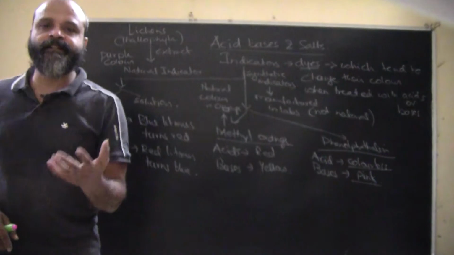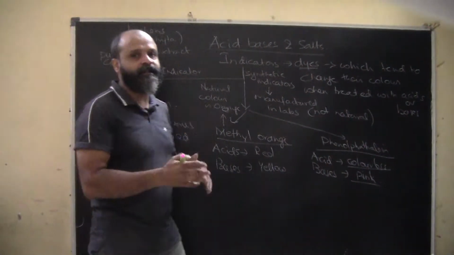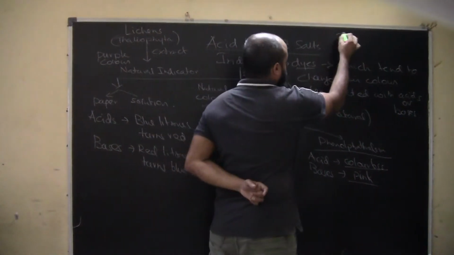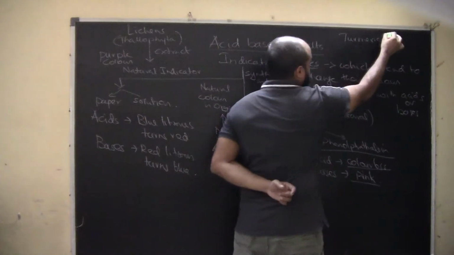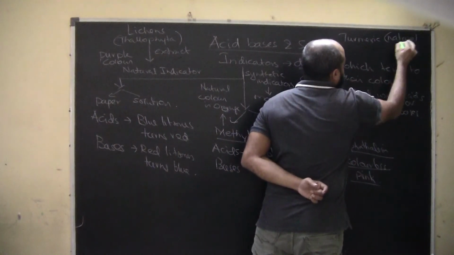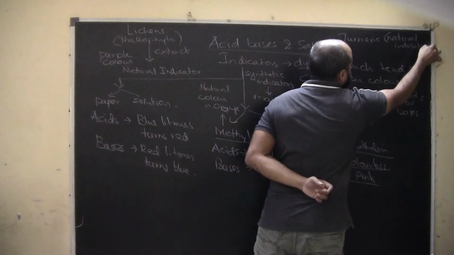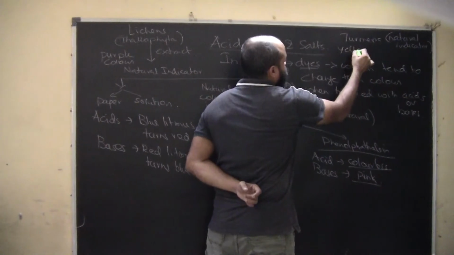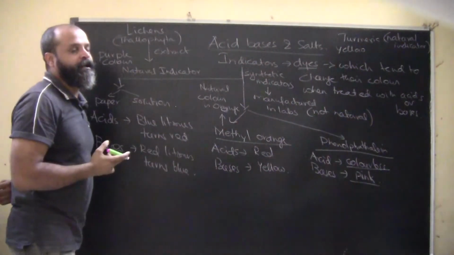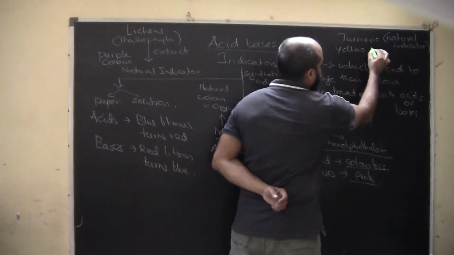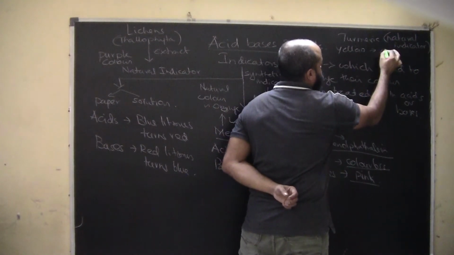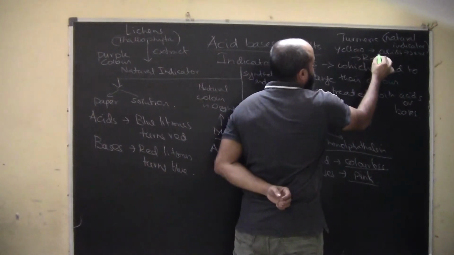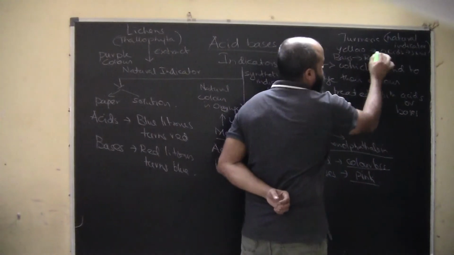Now apart from these indicators which we normally use, there are certain other indicators as well. For example, there is an indicator called turmeric. Turmeric is also a natural indicator. In Hindi we call it haldi. The solution of turmeric we all know is yellow, and it remains yellow in acids. But in bases, when we treat it with bases, this color changes to red.